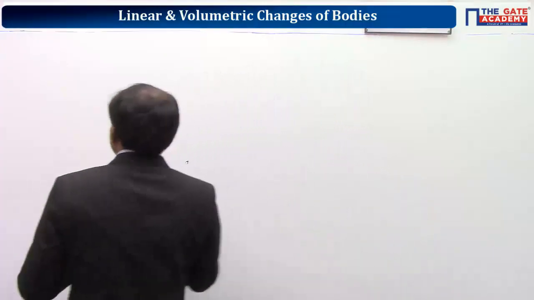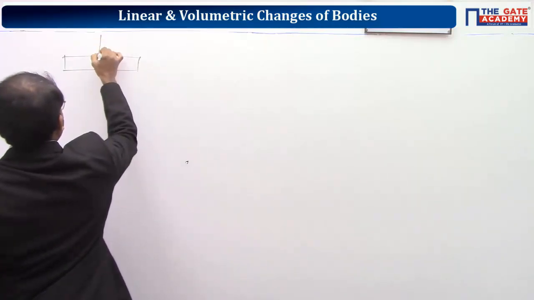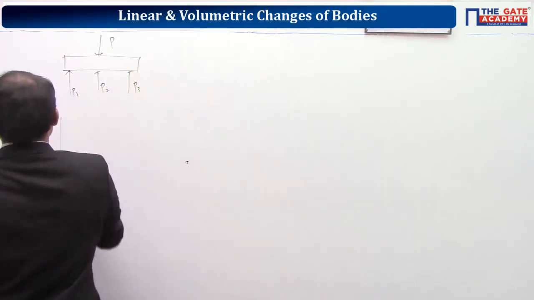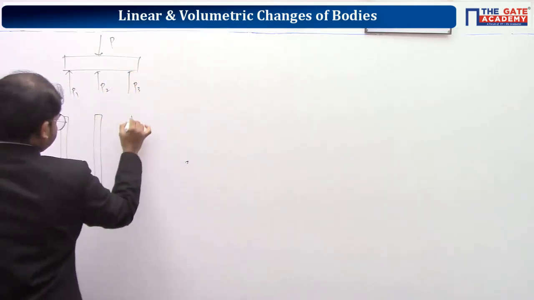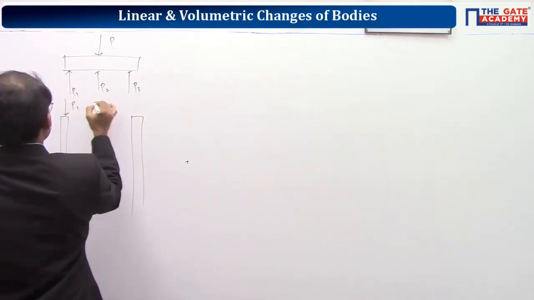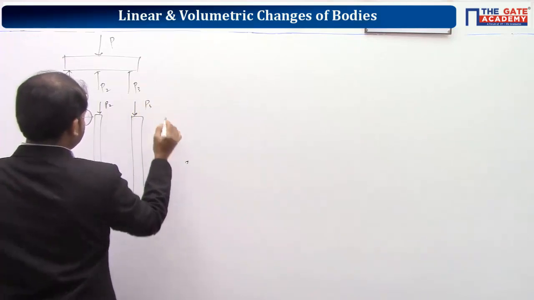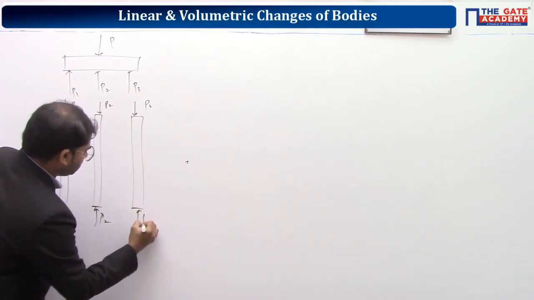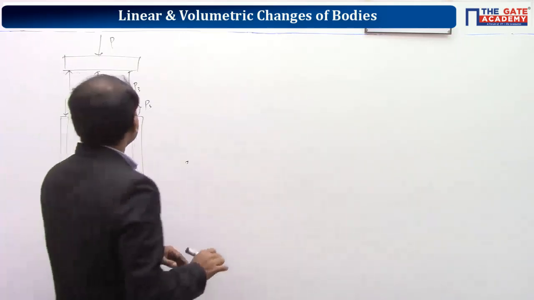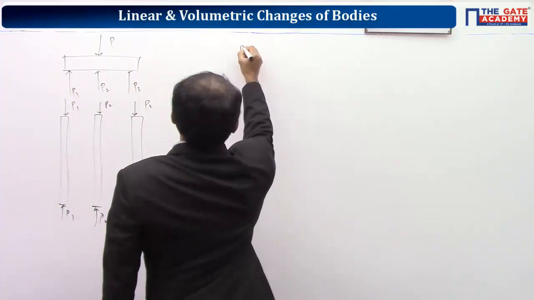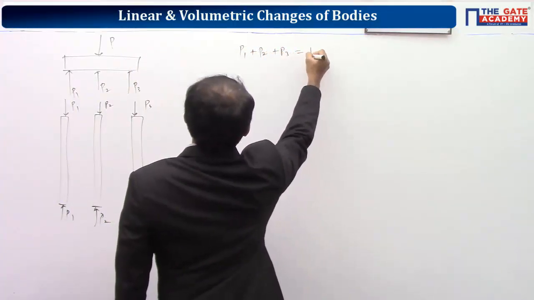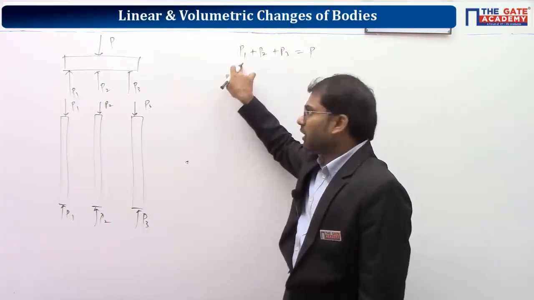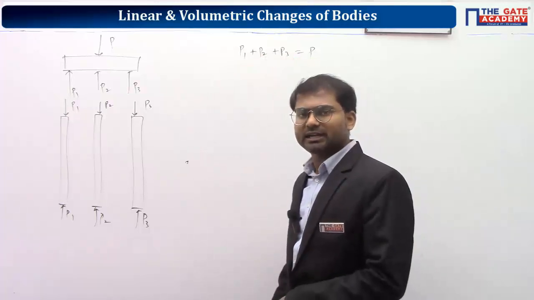Here if you draw the free body diagram, for the supports we are applying a force P, and reaction forces P1, P2, P3 will come from the bottom deformable rods. Now if you apply the equilibrium condition, P1 plus P2 plus P3 minus P is equal to 0. We have three unknowns but only one equation, so it's a case of statically indeterminate problem.